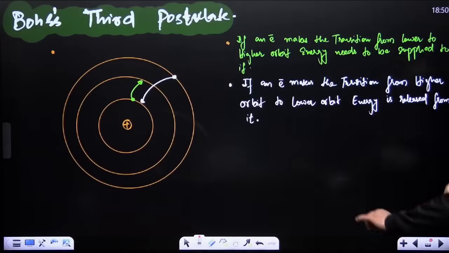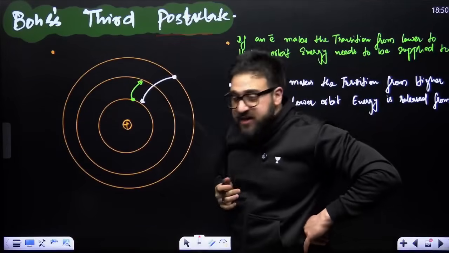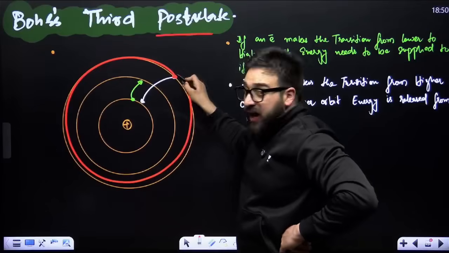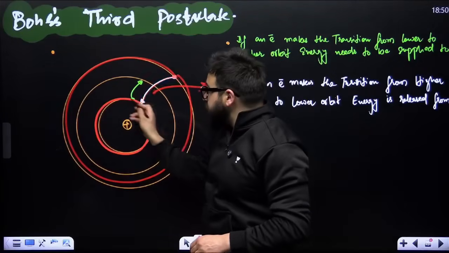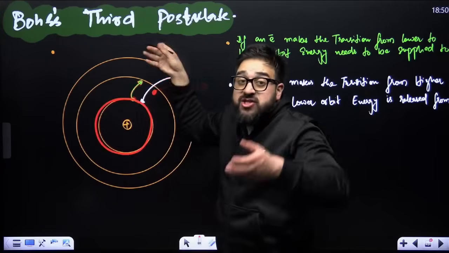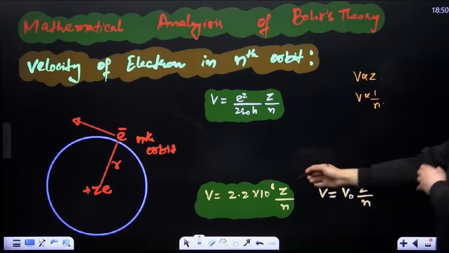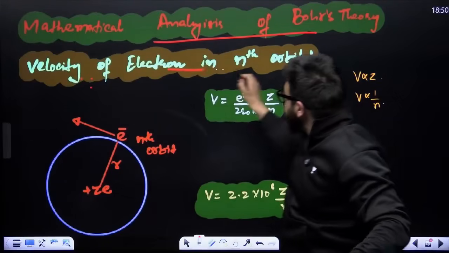Then, my dear NEET aspirants, Bohr's third postulate says that if an electron revolves in a higher orbit and makes a transition to a lower orbit, energy is released in the form of a photon. If an electron revolving in a lower orbit makes a transition to a higher orbit, energy is absorbed. Then the mathematical analysis: velocity of an electron in the nth orbit.